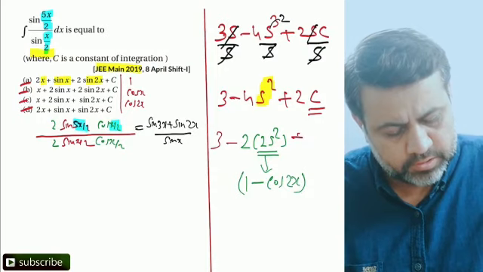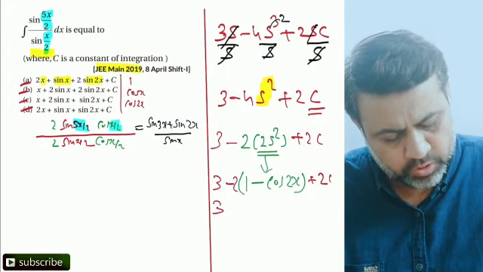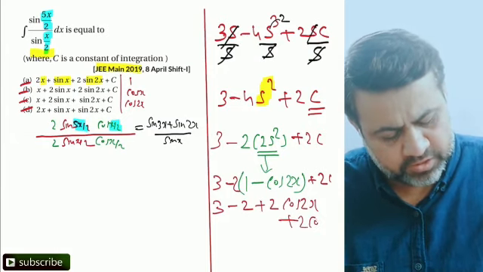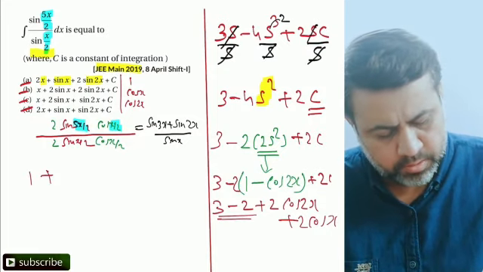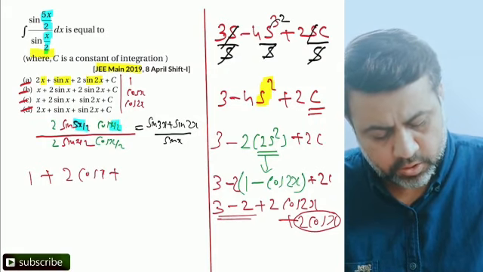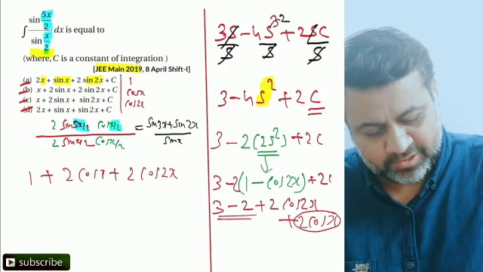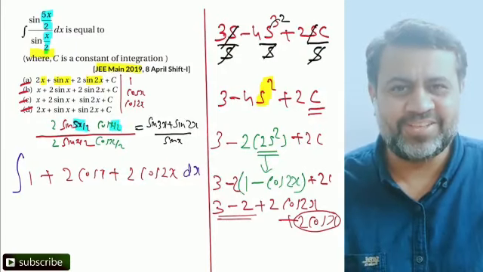3 minus this, and this as it is. So if you open this bracket, what do you get? You get 3 minus 2, and this is plus 2 cos 2x, and this plus 2 cos x as it is. So if you simplify this, 3 minus 2 will be 1, plus I am writing 2 cos x first, 2 cos x plus 2 times cos 2x. Now you realize that actually we need to integrate this, right? We need to integrate 1 plus 2 cos x plus 2 cos 2x, and we get the answer, right?